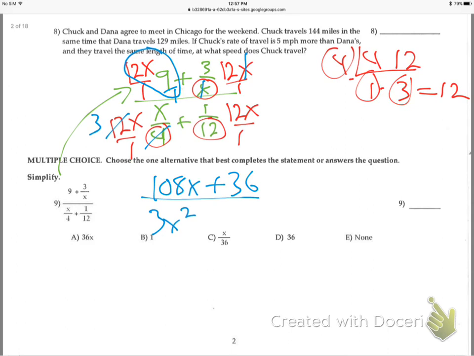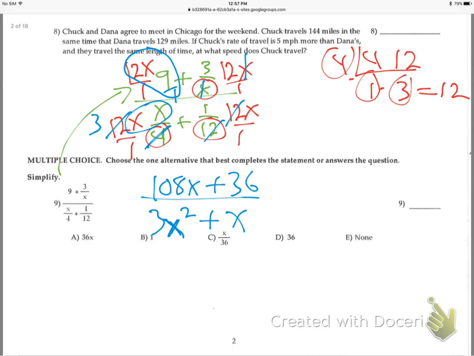Anyway, 3x squared. Everybody good there? 3x squared. Good. See what happened? The 4 went into the 12 3 times, and then there was a couple x's, so x squared plus 12's cancel, x. Everybody see the canceling and the leftover? Now we have another step to go. We can tell it's not yet like any of these answers. Everybody good so far?